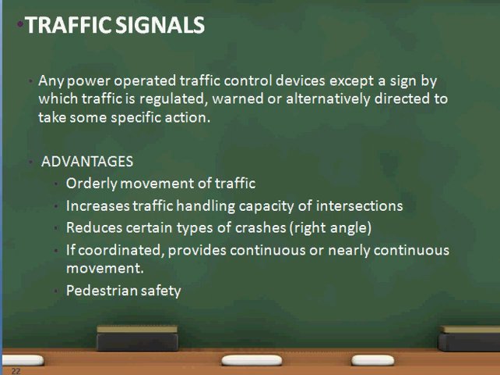Coordinated signals means the signal timings of the adjacent signals are coordinated. That means the vehicle coming from one intersection will get a green signal at the other intersection. Like that you can coordinate. So the maximum probability is that the vehicles on the main road will get a green signal at all the intersections. Next, it helps in improving pedestrian safety, because pedestrian movements are regulated by signals. If pedestrian traffic is high, you have to provide exclusive pedestrian signals at that intersection.